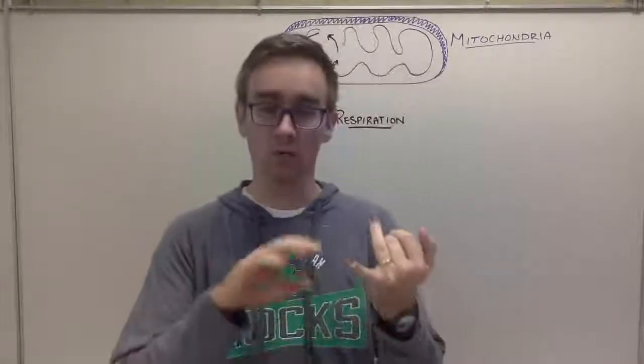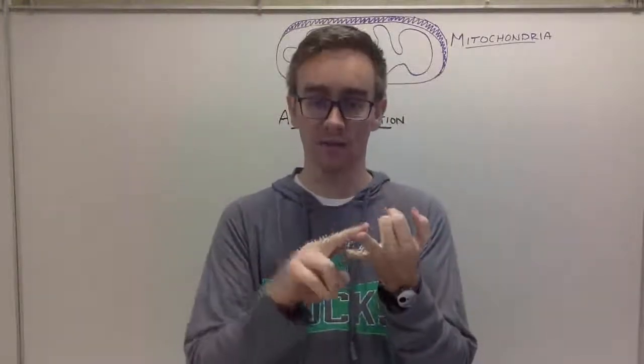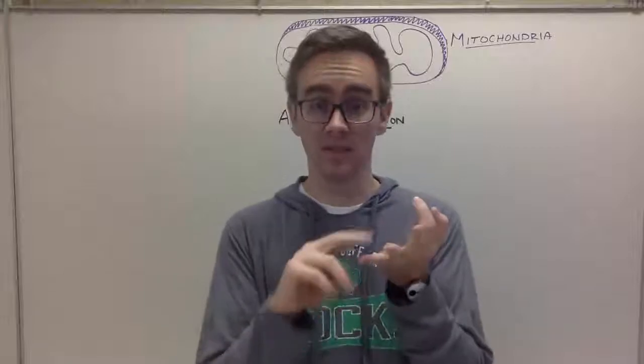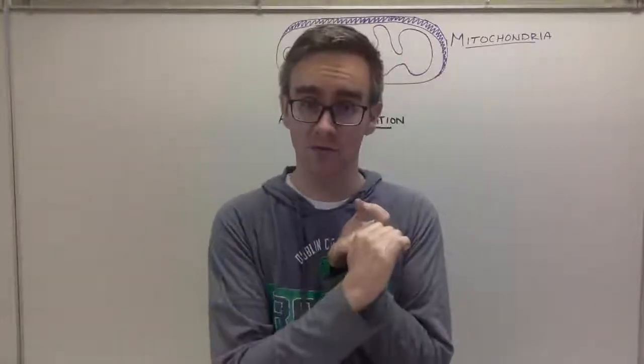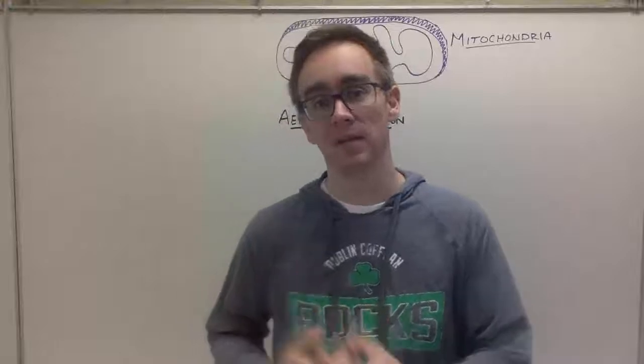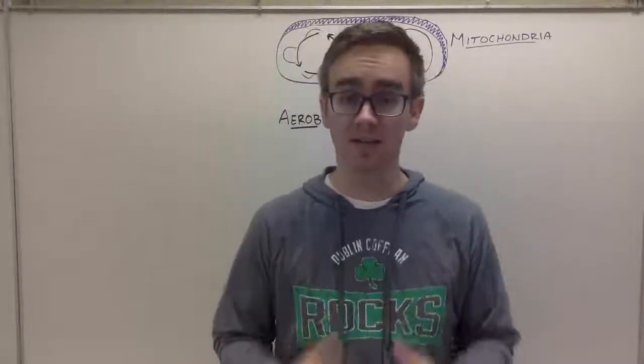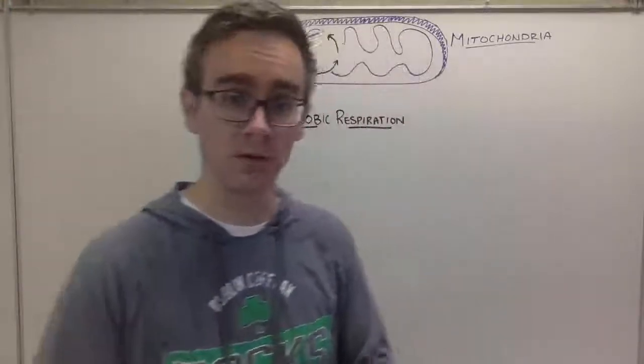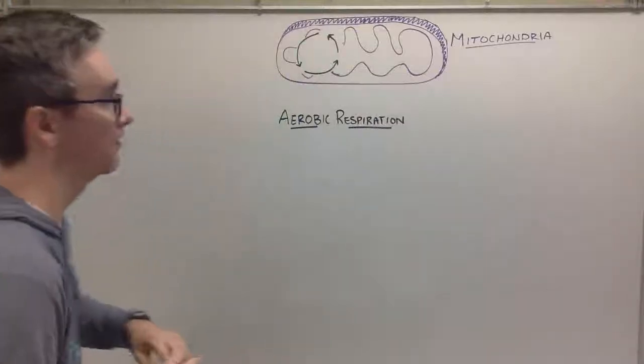So things to pay attention for: what goes in, what goes out, the different reactions, what goes into each of those reactions, what goes out of those reactions, and where they take place. The whole goal in the end is to start with glucose and end with ATP. All right. So, like I said, we're going to start this video with aerobic respiration here. So let's start with what we have.